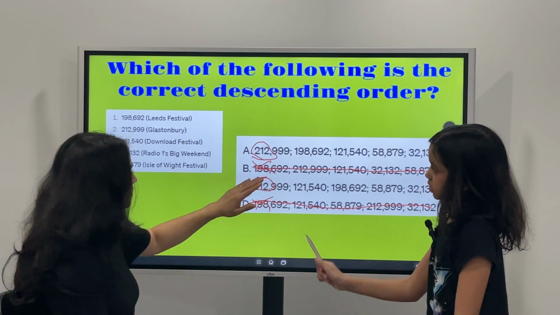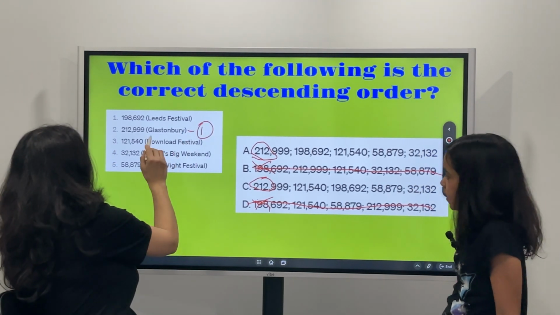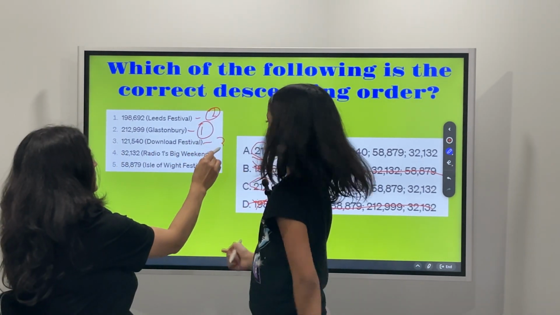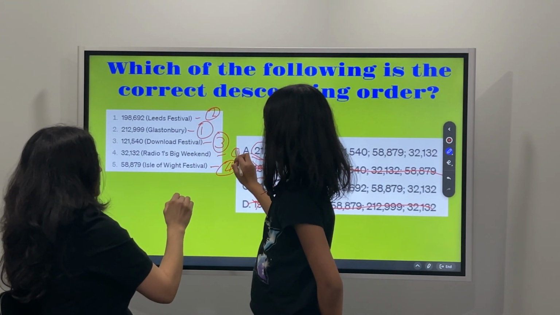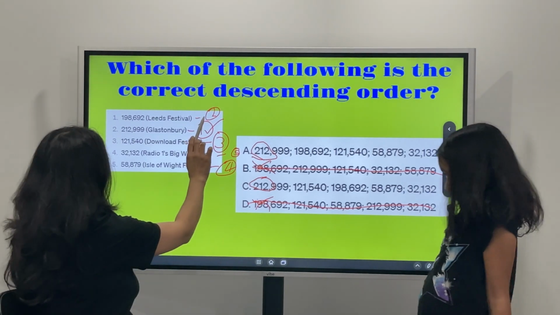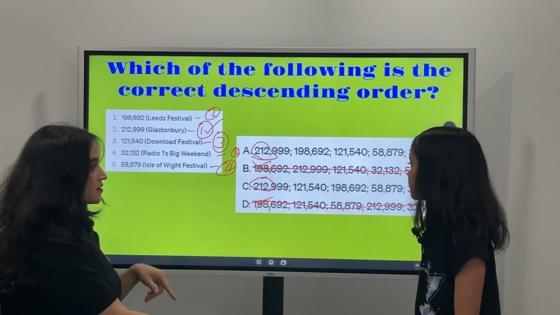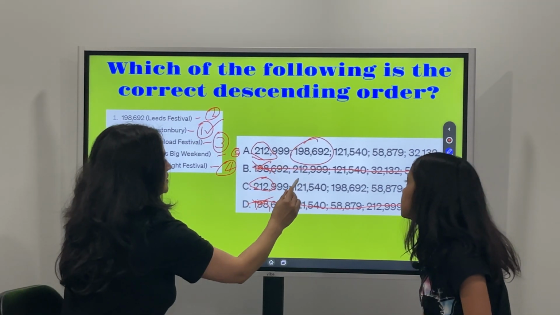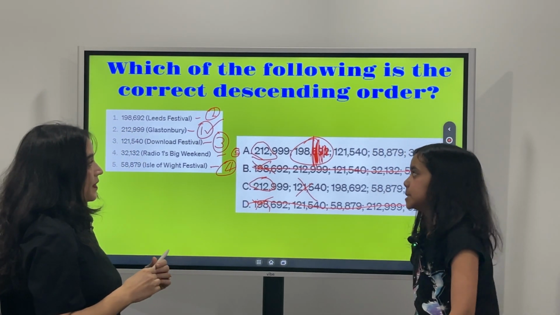Which is the second number? 1, then 2, then 3, then 4, and then 5. We figured out this number already. So next number is 198. Is it in A or C? Here, and this one no. So the right answer could be A.